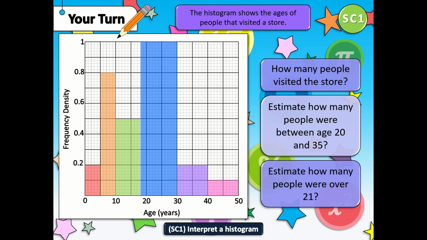Here's one for you to have a go at. Pause the video, and when you're ready to see what you should have done, press play.